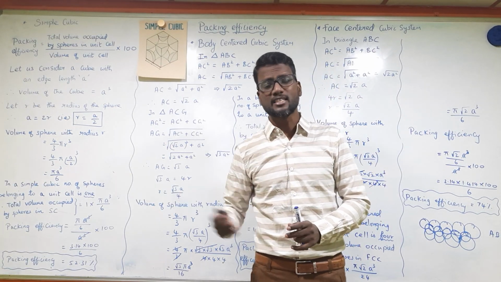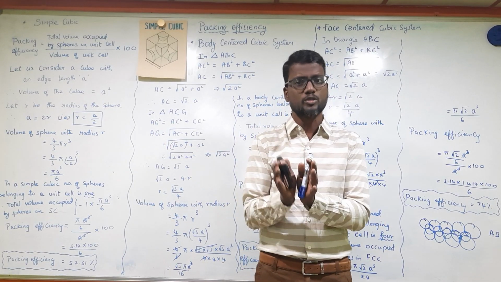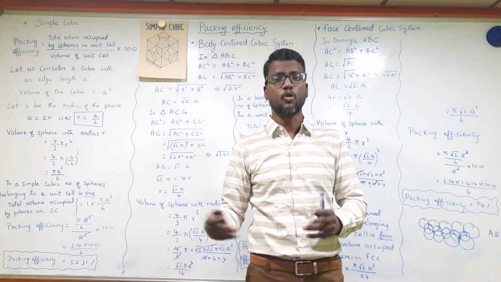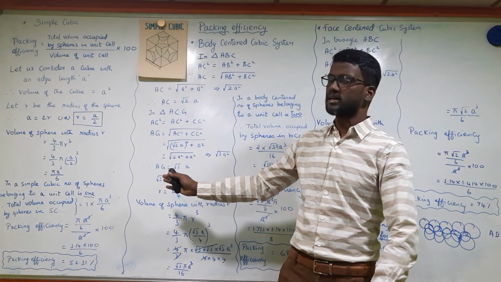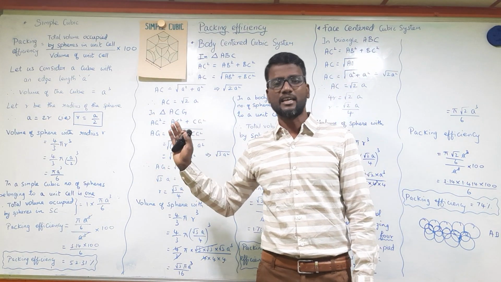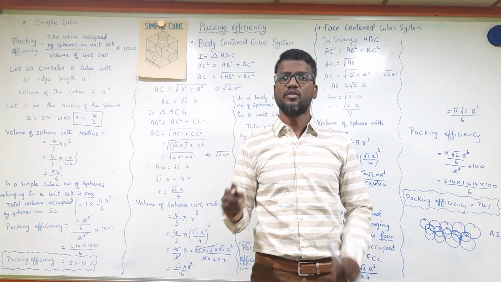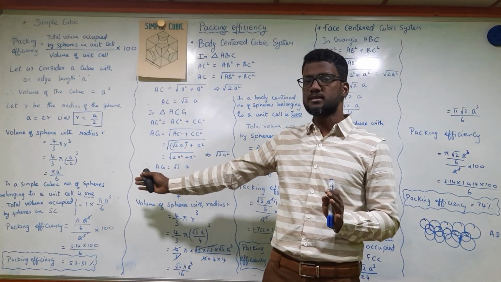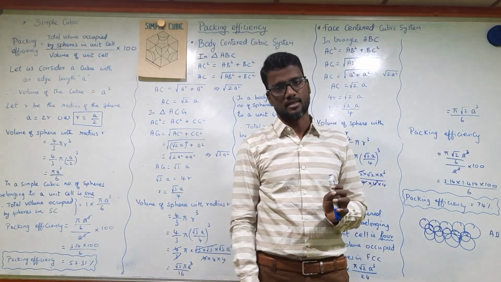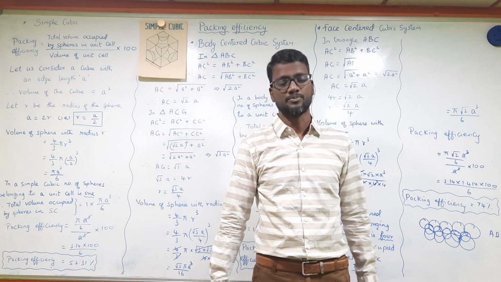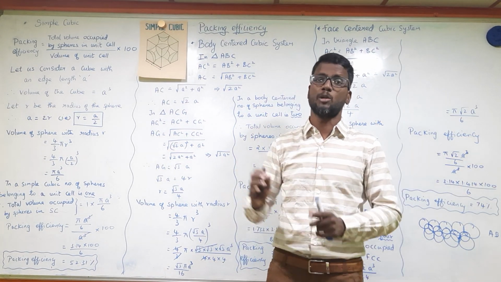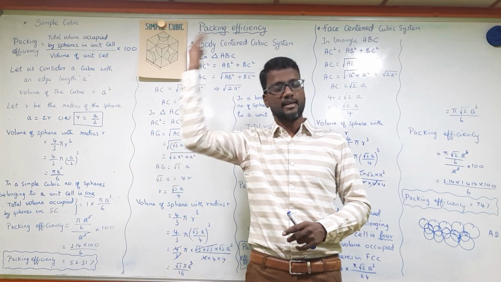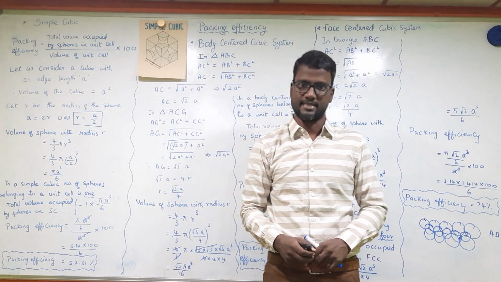Then what about the remaining space? Out of 100 only 52 is occupied. What about the remaining space? It is going to be empty. So this gives rise to very poor packing efficiency, and this is the reason very few crystals exist in nature following simple cubic system, because most of the space is empty, and the intermolecular attraction is also going to be minimum for simple cubic compared to body centered and face centered.